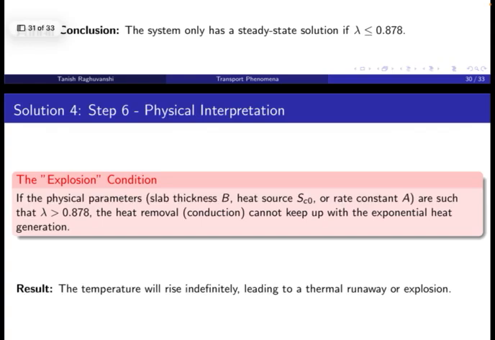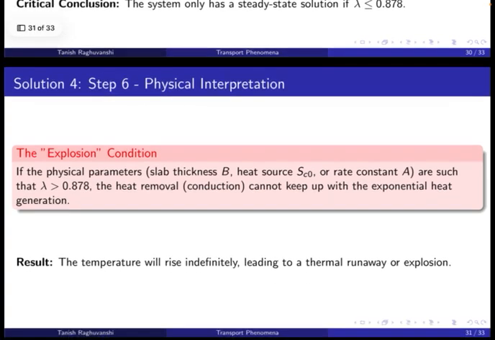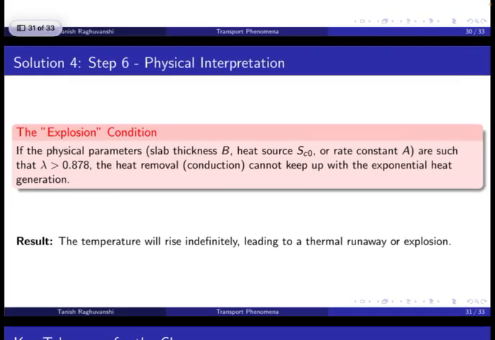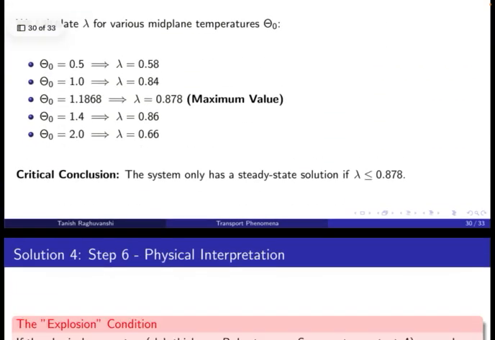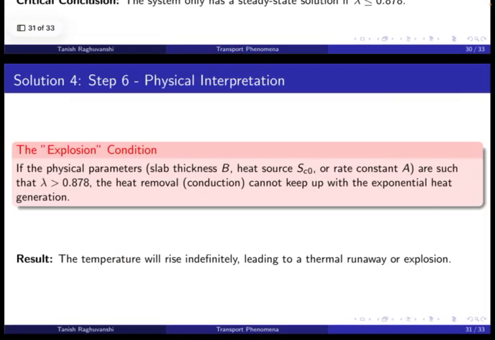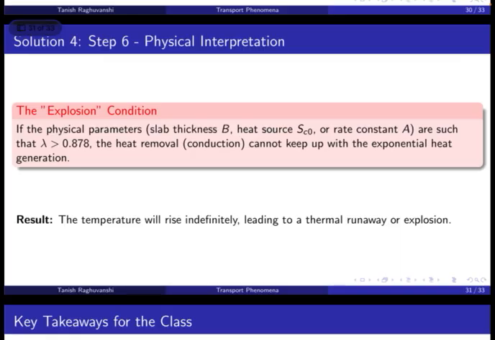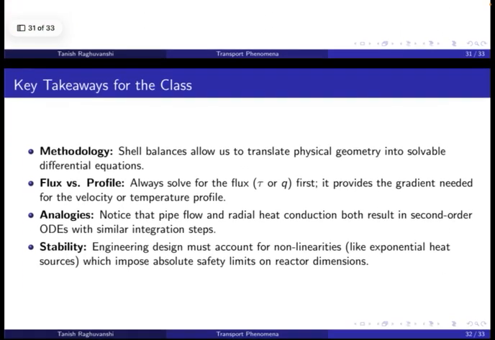The explosion condition, again, if the physical parameters are such that lambda is greater than 0.878, the heat removal cannot keep up with the exponential heat generation, hence it will explode. So that is the explosion condition that we've defined, which was asked for in the question. So the temperature will rise indefinitely, leading to a thermal runaway or explosion.